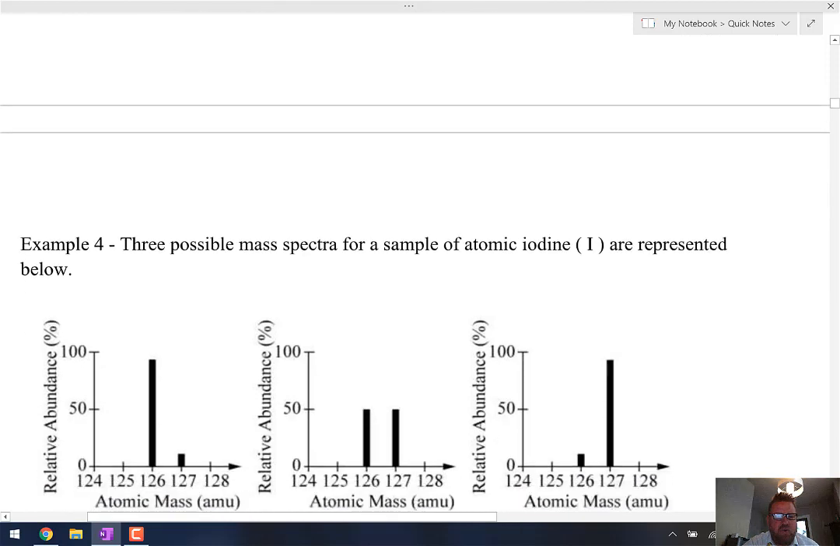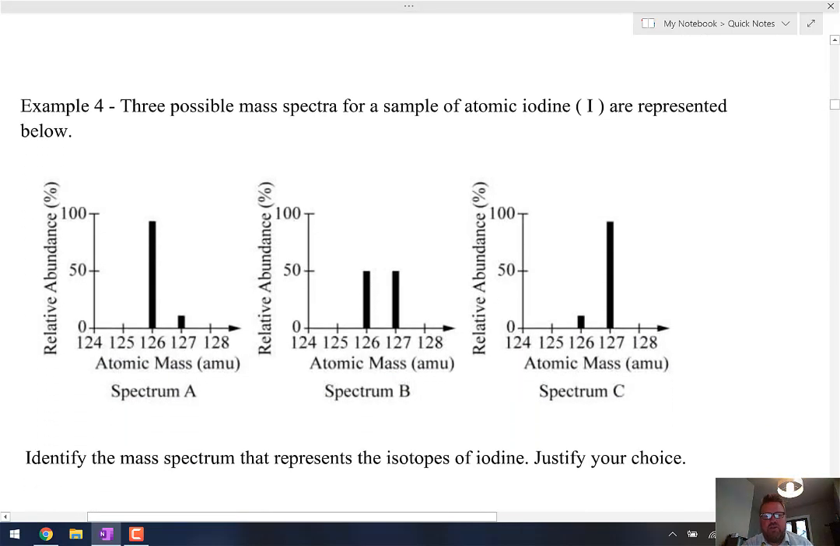Okay, example 4 says 3 possible mass spectra for a sample of atomic iodine. So I'm looking at iodine on the periodic table. Iodine has a mass of roughly 126.9, is what I've got based on that periodic table.